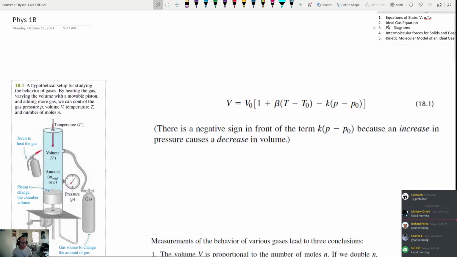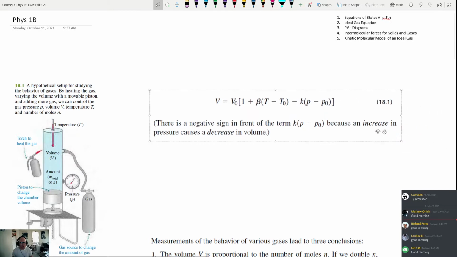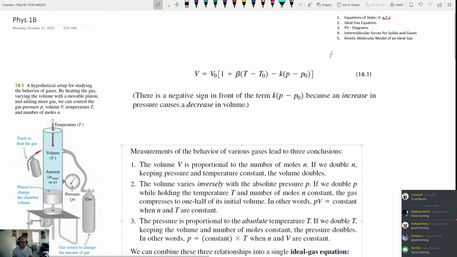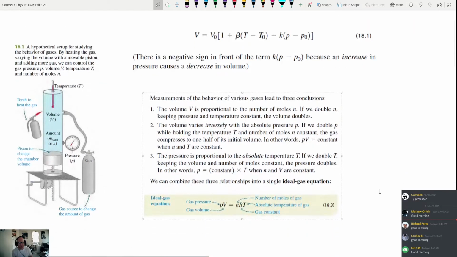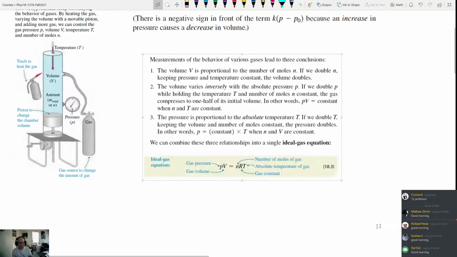So today we're talking about equations of state, the ideal gas equation, which some of you may have heard before. We'll do quite a few problems with that. If we have time at the end, we'll talk about PV diagrams and these other topics here. But mostly what we'll be talking about today is what the ideal gas law is and how to use it by looking at some problems.